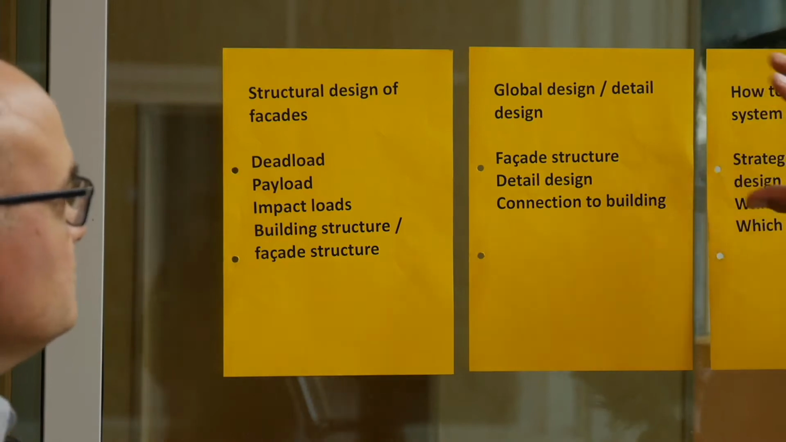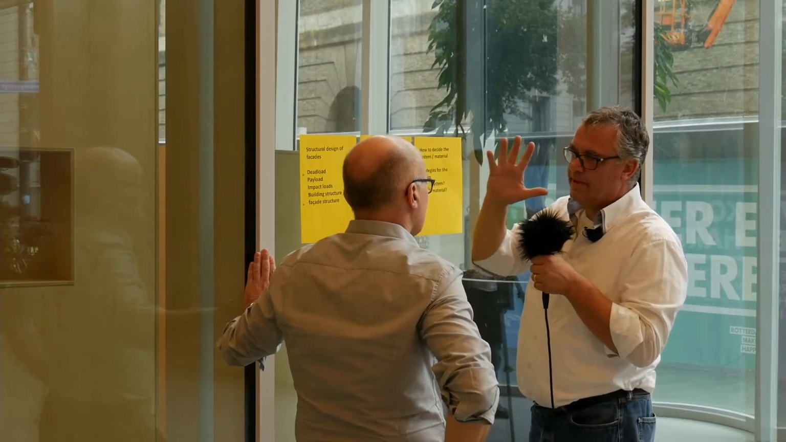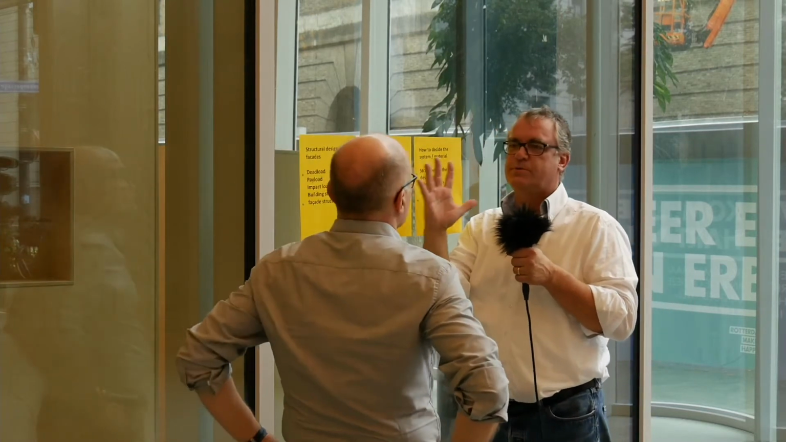Global design, facade structure, detail and connection to building. So we learned the main structure stays and the outer facade is a separate structure which brings its loads to the main structure. How is this connection done and what do we have to take care of?